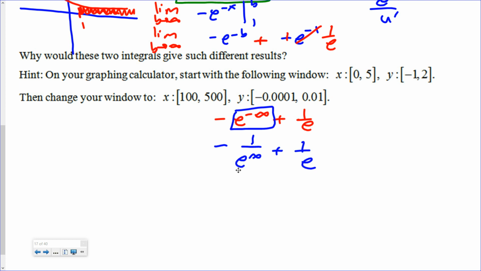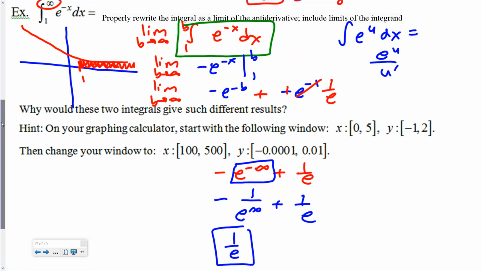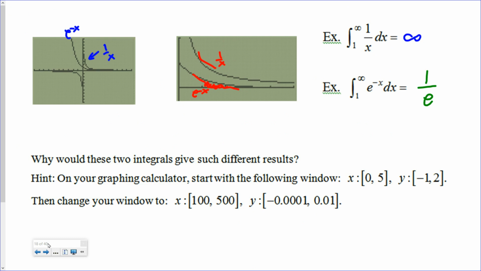It's really 0. So this answer is going to be 1 over e, which is interesting, because what that says is the area under this curve is not infinity. The area under this curve is 1 over e, and we say that that converges. We say the integral converges to 1 over e. Kind of a weird thing. You can argue with me as much as you want that the area is infinity, but it's not. It actually converges to 1 over e. And it converges because the integral converges.